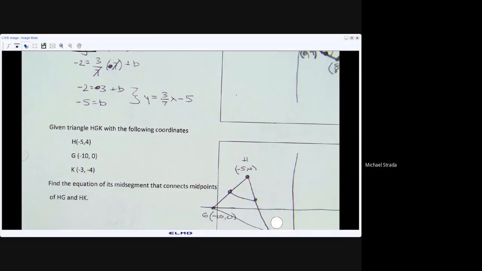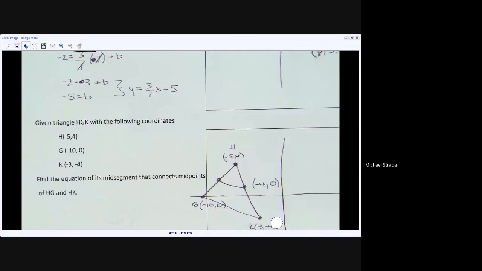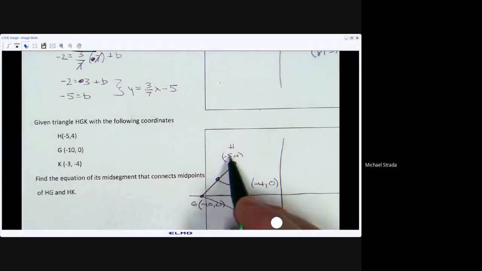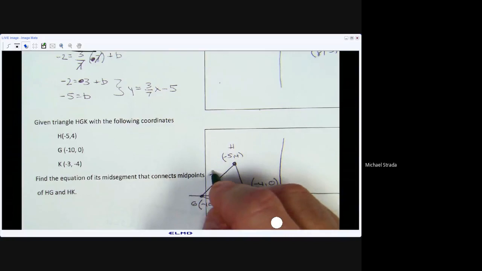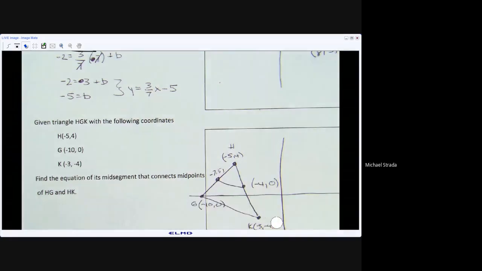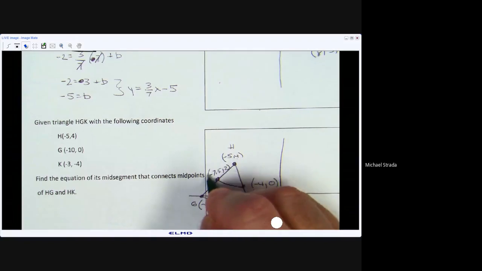-5 plus -3 is -8. Half of that is -4. 4 minus 4 is 0. So even though I didn't draw it to scale, that midpoint's at -4, 0. -10 plus -5 is -15. Half of -15 is -7.5. 0 plus 4 is 4. Half of that is 2.